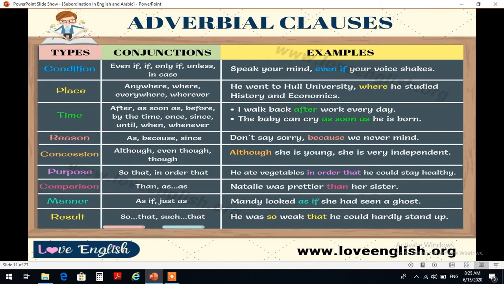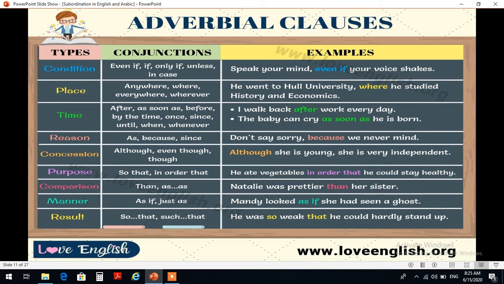Now, here we have adverbial clauses. We notice here the different meanings of adverbial clauses. For example, the first relation is condition. For example, you have the subordinating conjunctions even if or if, only if, unless, in case. Speak your mind even if your voice shakes. So here, this is called an adverbial clause of condition.